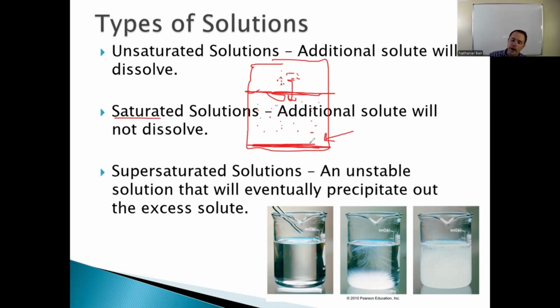If you've ever had to make a brine in cooking or something, you just dump a whole bunch of salt in the water and shake it around and let it sit there overnight. And as long as there's still salt sitting on the bottom in the morning, you got yourself a saturated sodium chloride solution, right? And then there's a special type of solution called a supersaturated solution.